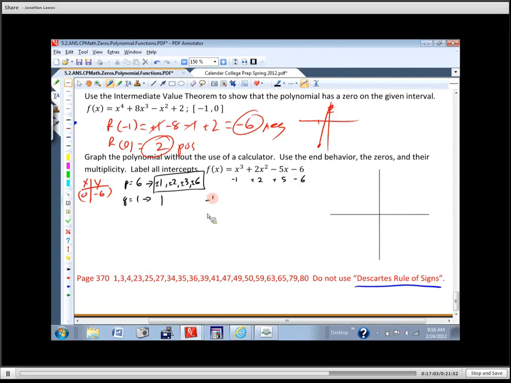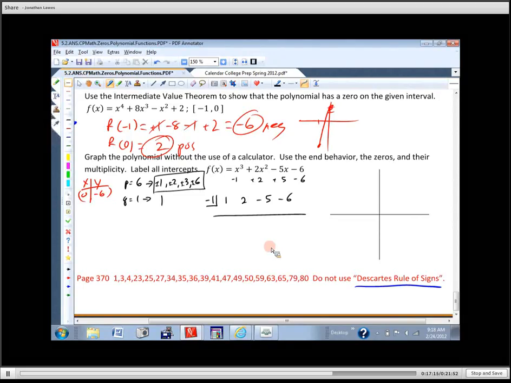We're going to put -1 in the box, and we're going to write down a 1, a 2, a -5, and a -6. We're going to do synthetic division. Why are we going to do synthetic division even though we know 1 already works? I mean, -1 already works. Okay, just in case, I like that. Very good, Tatum. We need the depressed polynomial in order to figure out the rest of it.